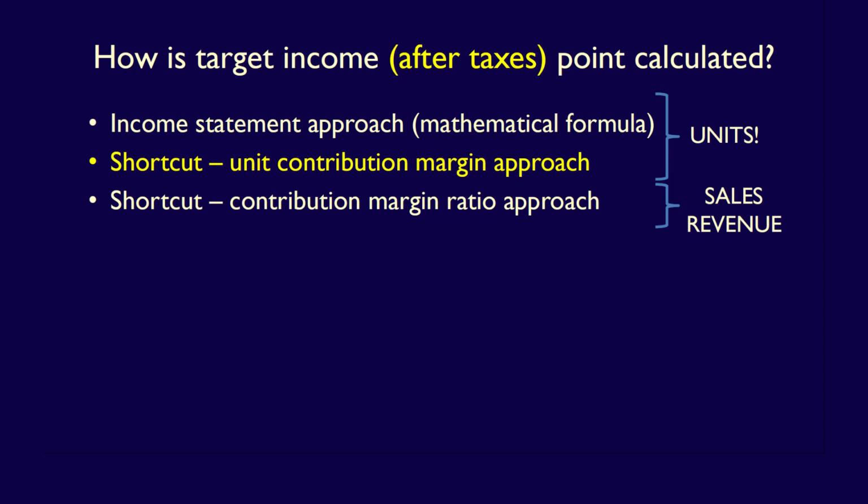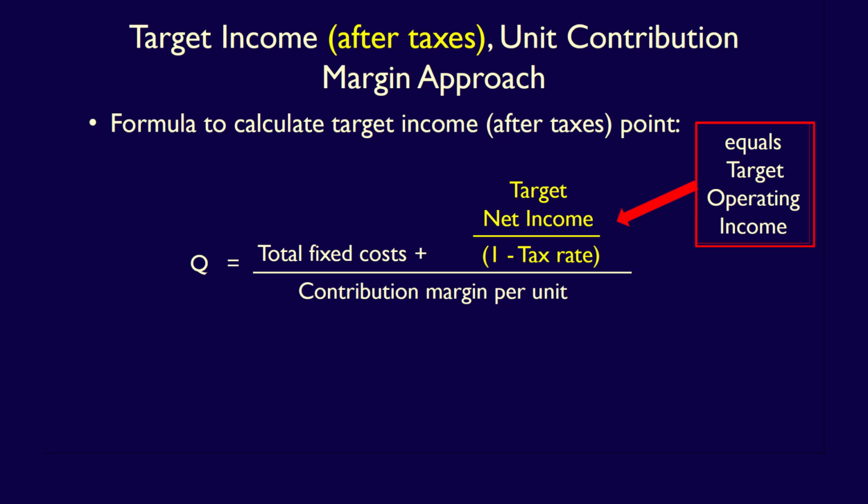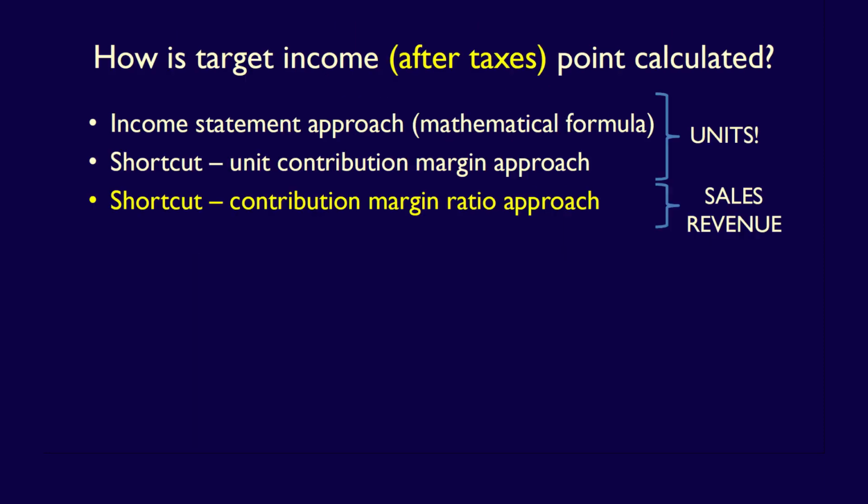Can we do this for the shortcut unit contribution margin approach? Absolutely. We have simply updated the formula as follows. Q is equal to total fixed costs plus target net income divided by (1 minus the tax rate), all divided by the contribution margin per unit. The formula of net income divided by (1 minus the tax rate) will calculate the target operating income, which is what our original formula used.